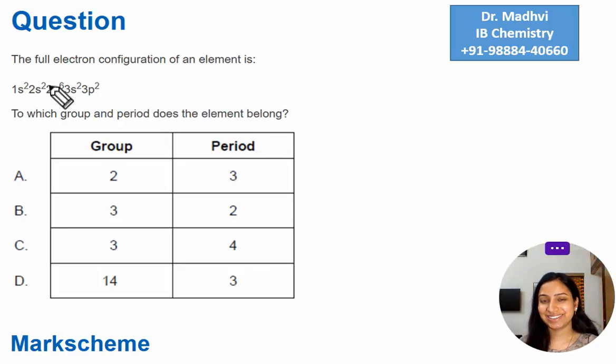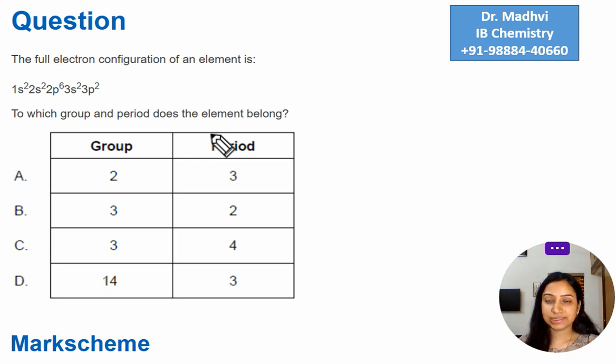Hello dear students, in this video we are going to solve this question. This question is from the topic electronic configurations, and the question is: the full electron configuration of an element is 1s2, 2s2, 2p6, 3s2, 3p2. To which group and period does the element belong?